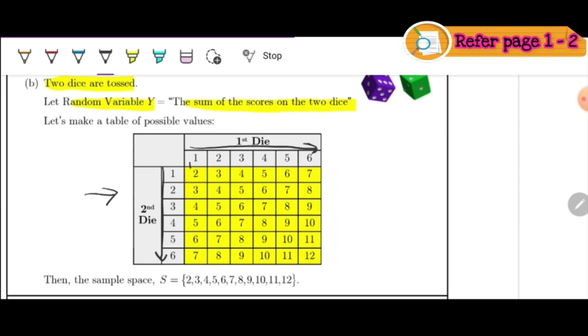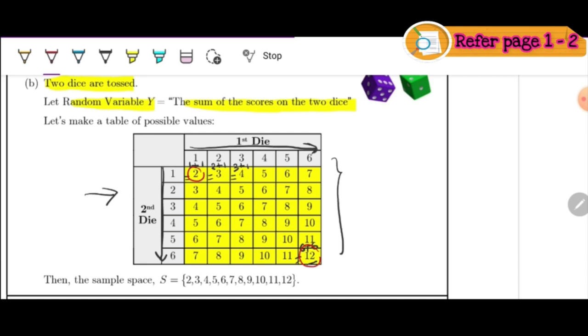If the first die you get 1 and the second die you get 1, the sum of the scores is 2. If the first die you get 2 and the second die you get 1, the sum of the scores is 3. Here means 3 on the first die and 1 on the second die, so the sum is 4. Continue the process until the biggest number on the dice, which is 6 and 6, and the sum is 12. From this table, you can see that the smallest value is 2 and the biggest value is 12.